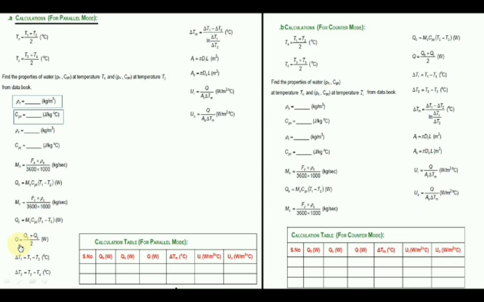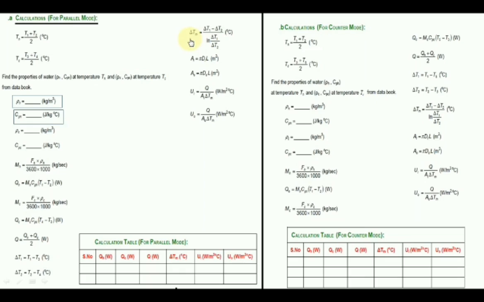Now after that, for the parallel mode, we have to calculate the value of delta T1. Delta T1 is T1 minus T3, where T1 is the inlet temperature of the hot fluid and T3 is the inlet temperature of the cold fluid. Then delta T2 is T2 minus T4. Once you have the values of delta T1 and delta T2, we will be able to calculate delta Tm, which is the log mean temperature difference.